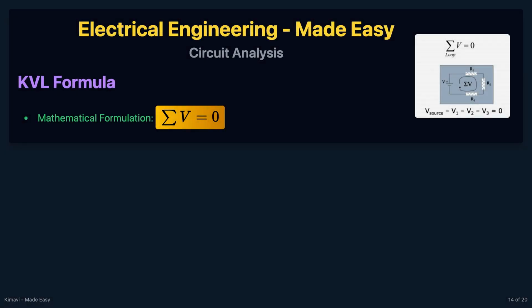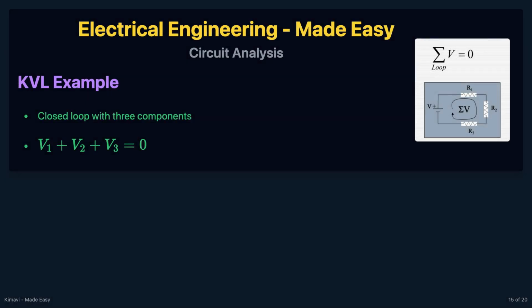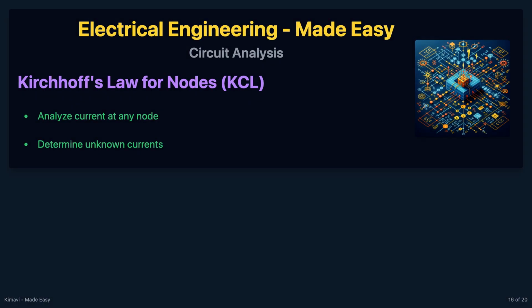The mathematical formulation of Kirchhoff's voltage law is represented by the sum of the voltages around a closed loop equals 0. Consider a closed loop with three components having voltages V1, V2, and V3. According to Kirchhoff's voltage law, V1 plus V2 plus V3 equals 0. Kirchhoff's current law can be applied to analyze the current at any node in a circuit. This law helps in determining unknown currents in complex circuits.